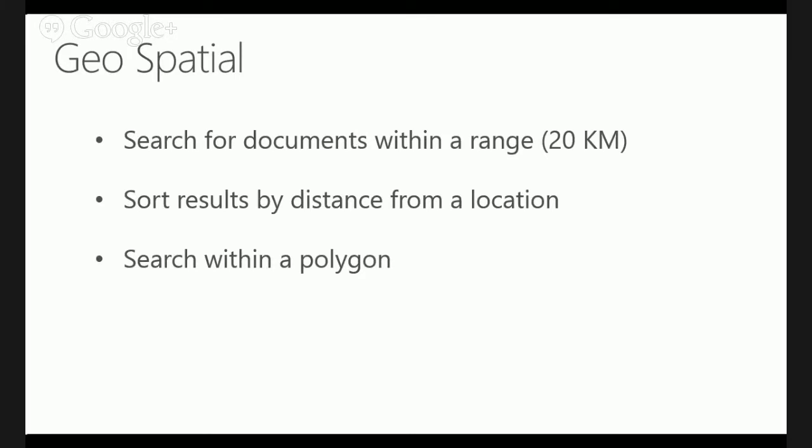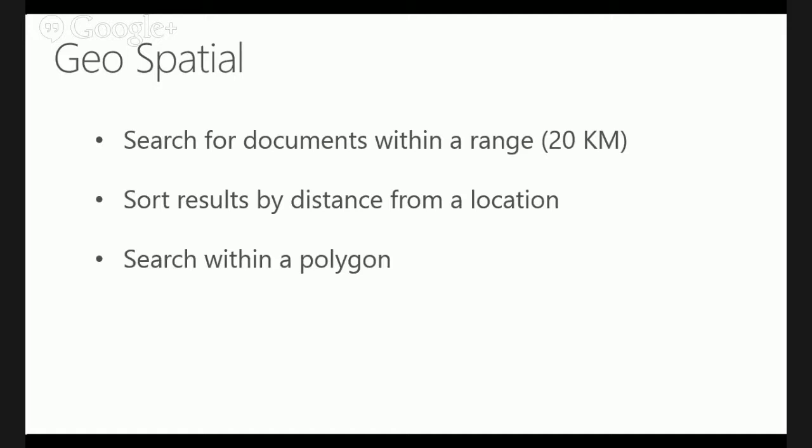You can also use the geospatial support to sort the results of your query. So, for example, I'm looking for an Italian restaurant. It doesn't matter where it is, but I want the restaurants close to my location on top of the search results. And finally, you can search within a polygon.